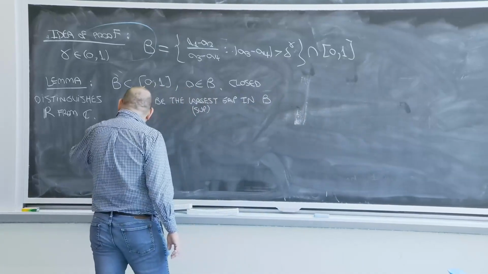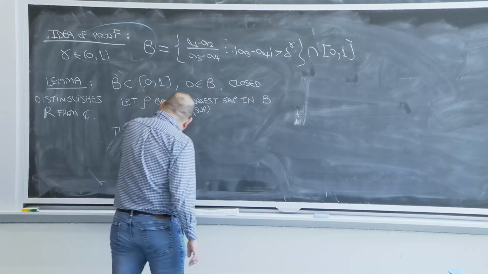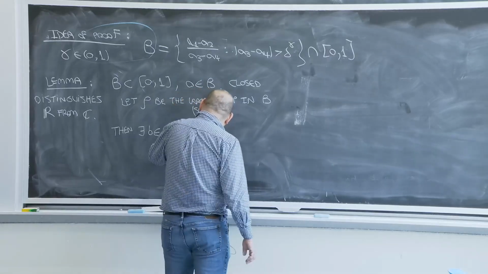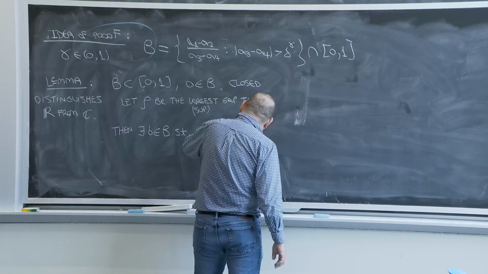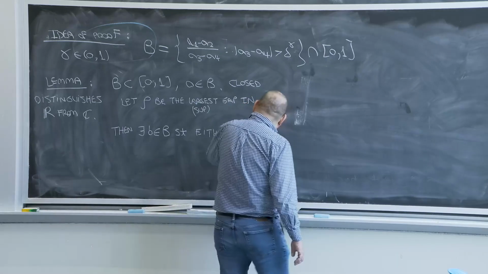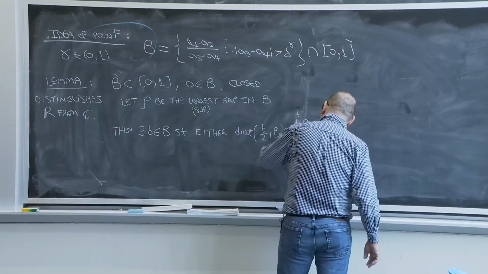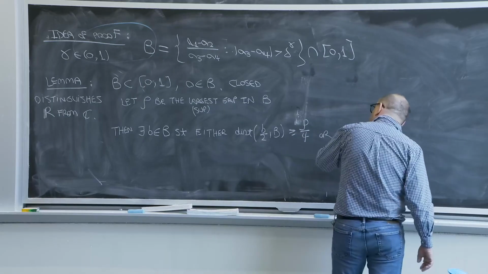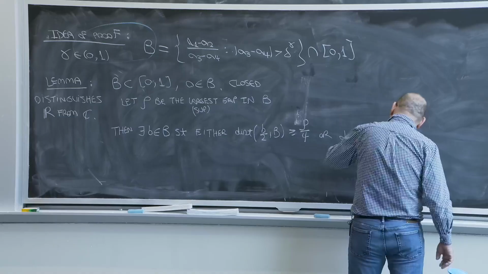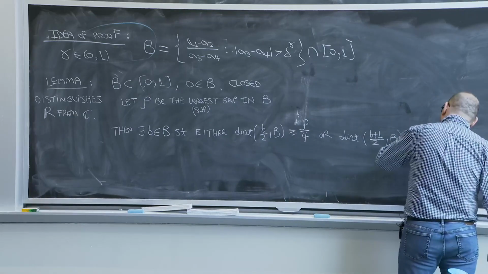Then there exists b in B such that either the distance from b over 2 to B is at least rho over 4, or the distance from (b plus 1) over 2 to B is at least rho over 4.